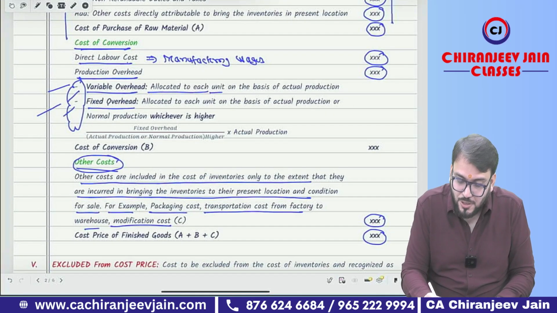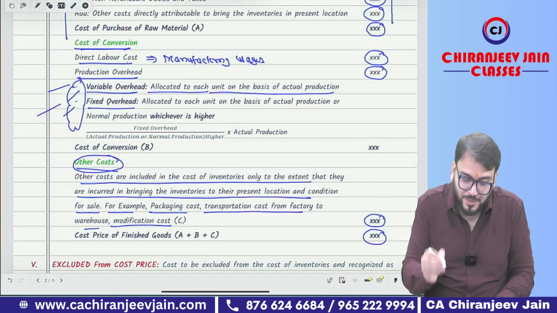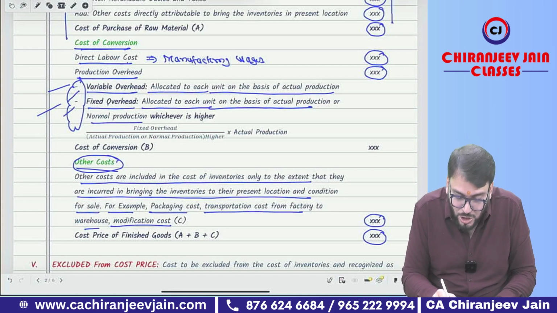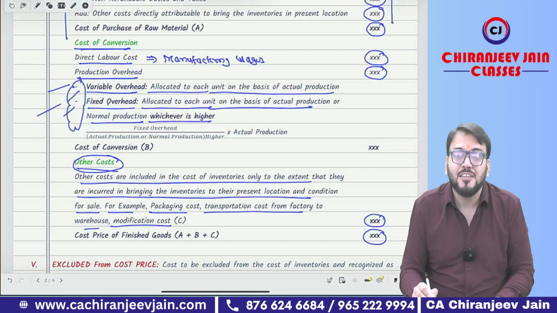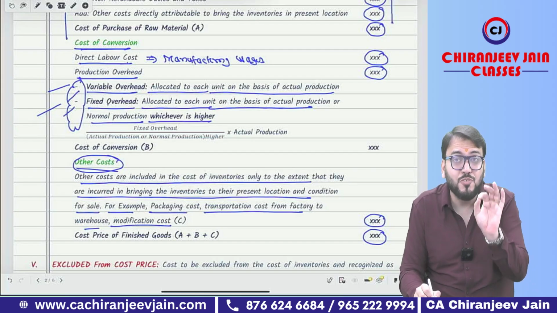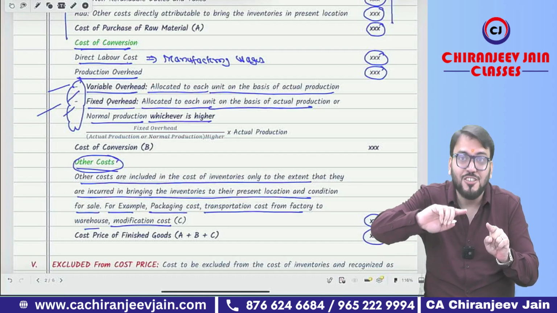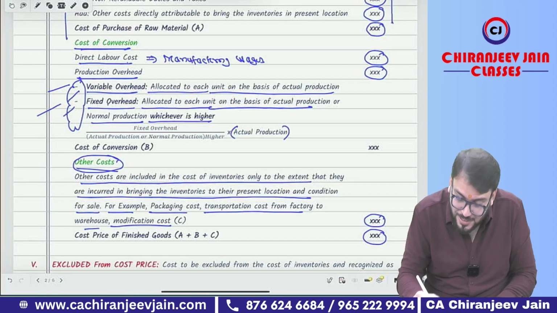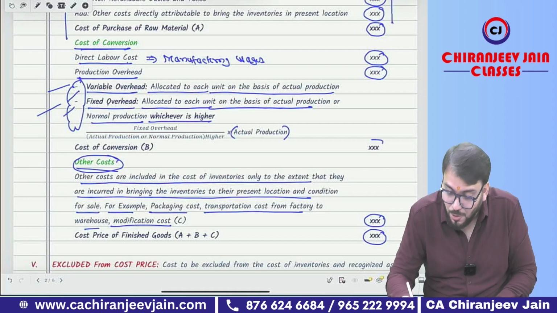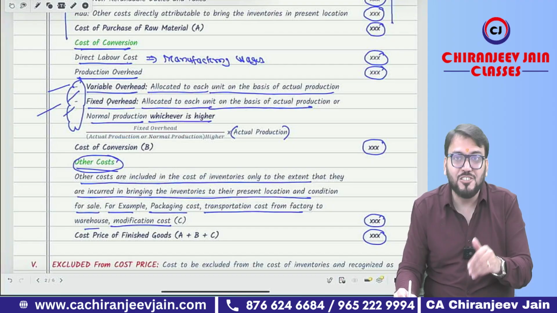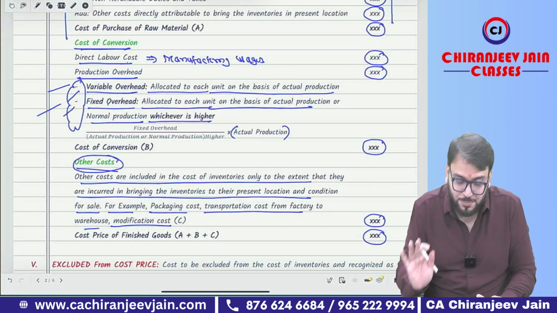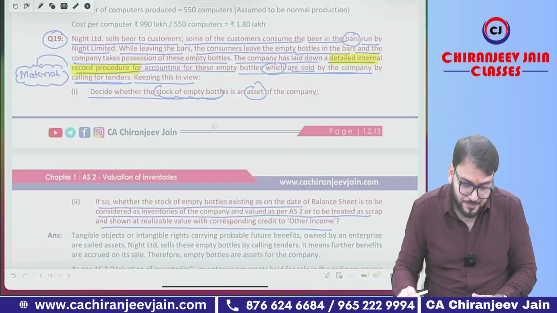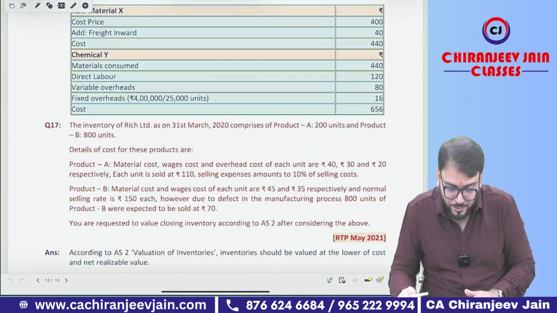So now the same thing is given. Variable overhead is allocated to each unit on the basis of actual production. Fixed overhead is allocated to each unit on the basis of actual production or normal production, whichever is higher. So for fixed overhead, what to do? Fixed overhead divided by actual production or normal production, whichever is higher, multiplied by actual production. So how much will be included, you will get. Got this point? Have you understood? Okay. There is one question. Let me take that question.